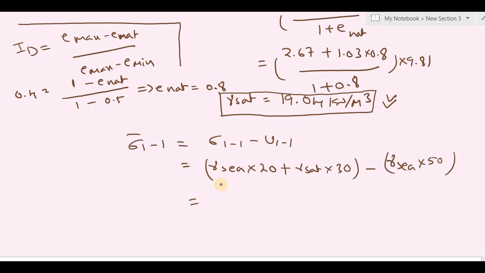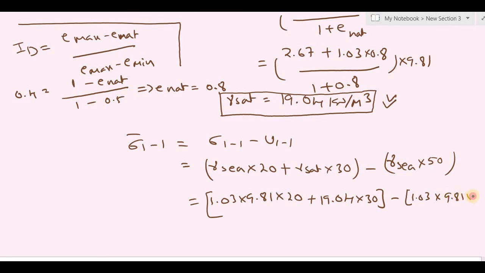Which is equal to gamma sea water 1.03 into 9.81 into 20, plus gamma sat 19.04 into 30, minus gamma sea water 1.03 into 9.81 into 50. The effective stress is 268.14 kilonewton per meter square.